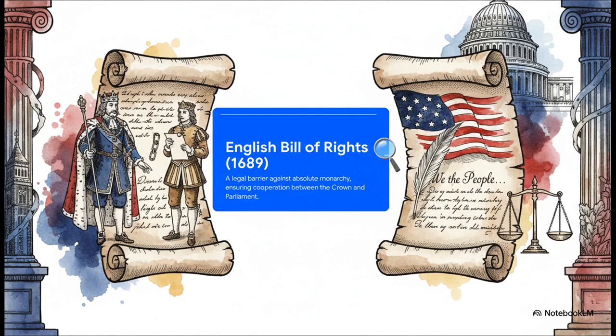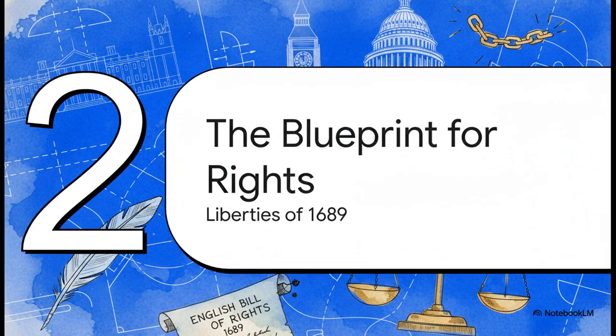And listen, this wasn't some friendly suggestion. It was a brick wall, a legal barrier against absolute power. It was the first time ever that a monarch's power was officially limited by a written law. It basically forced the crown and parliament to work together, a totally new way of doing things. So what was actually in this thing? What was in this revolutionary blueprint? Let's take a look at the key protections that ended up changing the world.